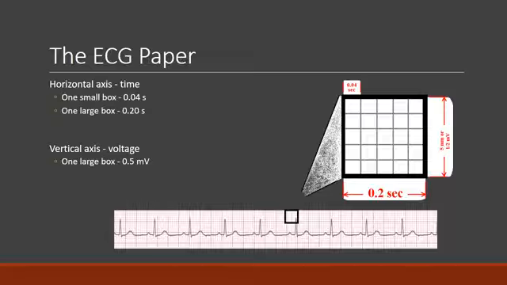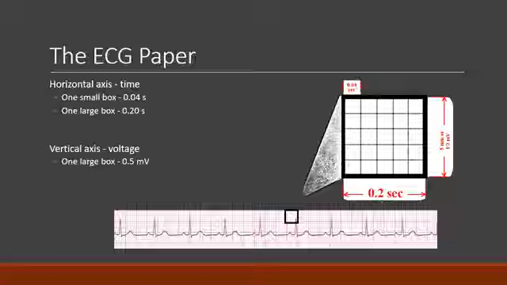And you can see in terms of the voltage, which goes up and down, that 5 millimeters or one pink box again is equivalent to 1/2 of a millivolt. So we've got millivolts going up and down, and then time going horizontally. All right, so this is kind of what we see here.